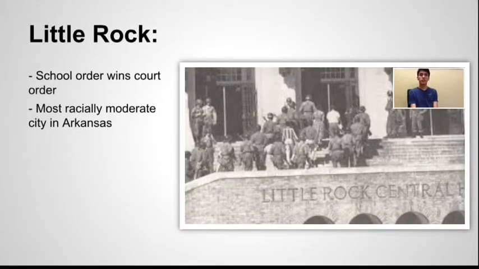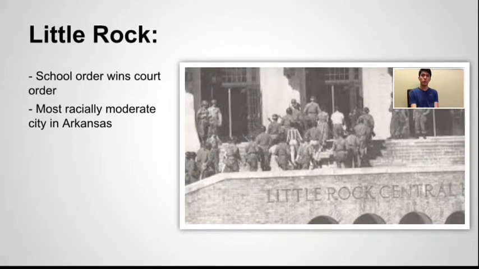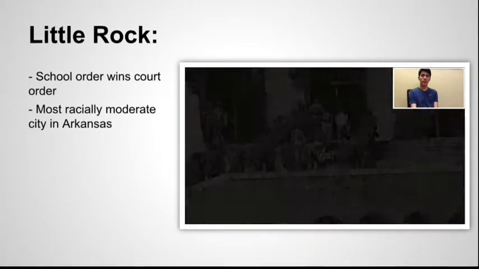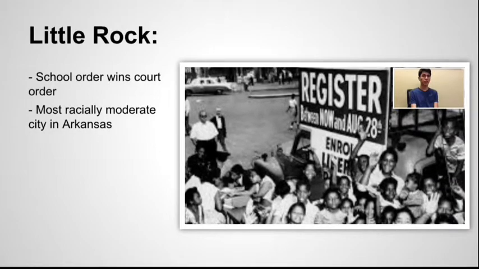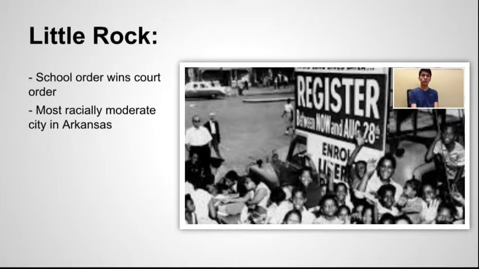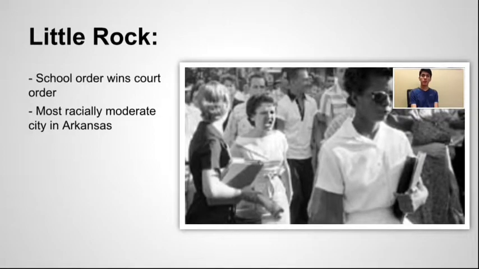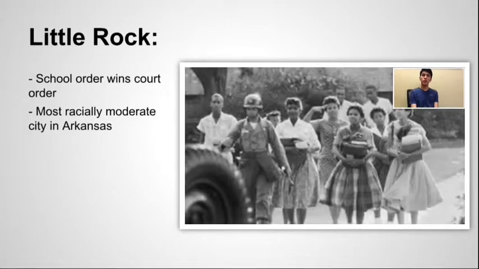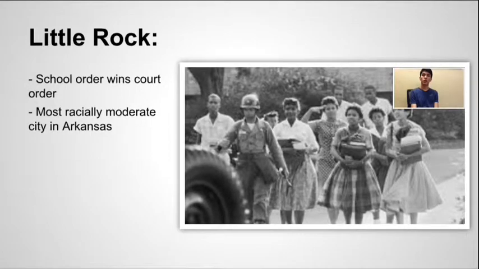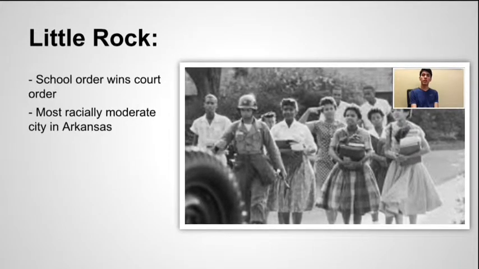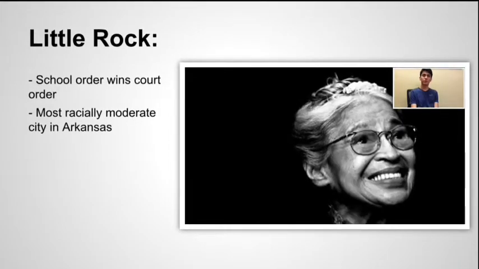In September 1957, the school board won a court order to admit nine African American students to Central High, a school with 2,000 white students. Little Rock was the most racially moderate city in Arkansas. After winning the court order, tensions began to clash and the city began to change as a whole.